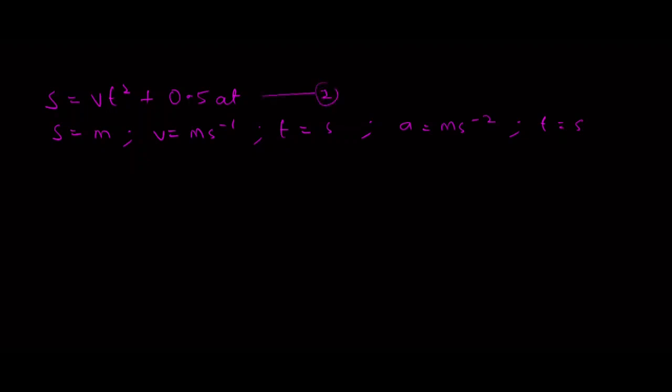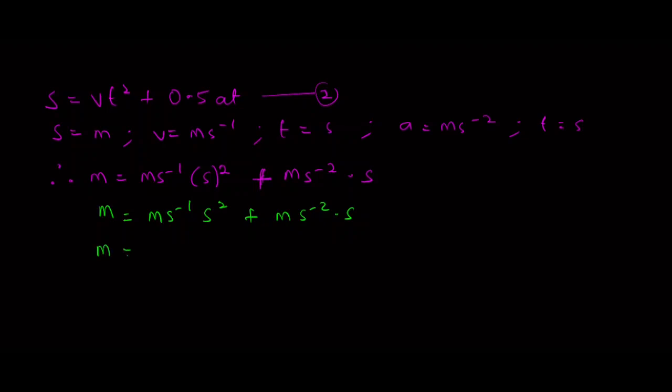In this case, this is equation 2. We are going to have distance, meter, equals velocity, meter per second, while time is seconds. We will have it squared plus, I've told you that pure numbers such as 0.5 don't have dimension, so it is dimensionless. In this case, we have acceleration as meter per second square, while time is seconds. Now we can simplify this by using indices: meter is equal to meter per second, s becomes s square, plus meter per second square multiplied by s. Now on the left hand side, we have meter is equal to meter.